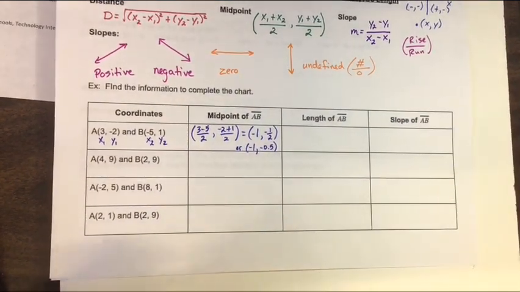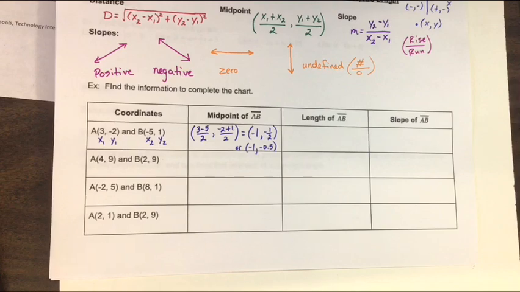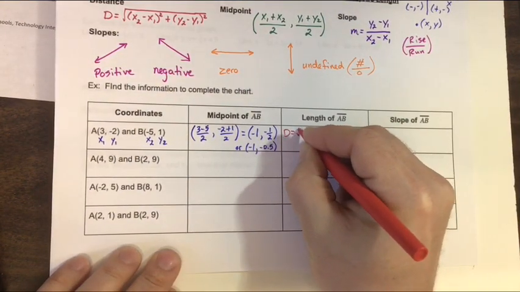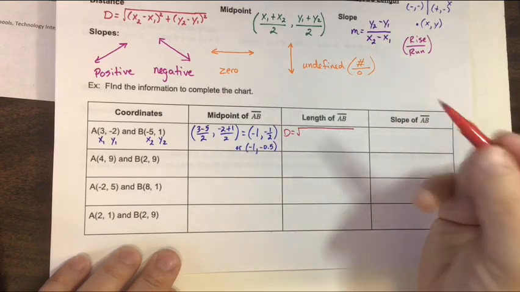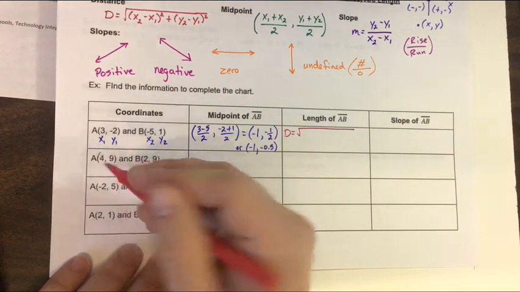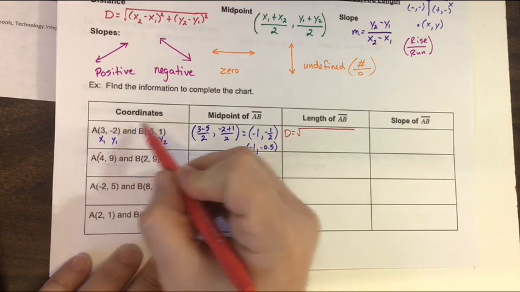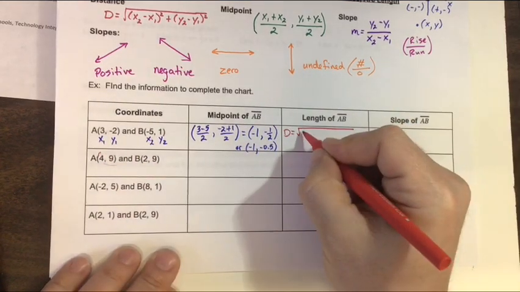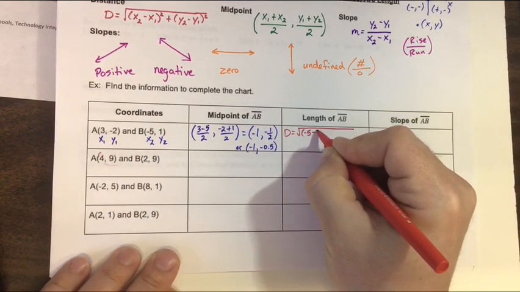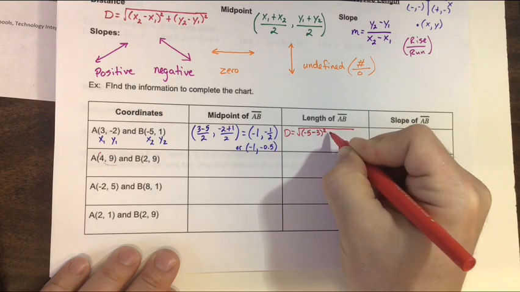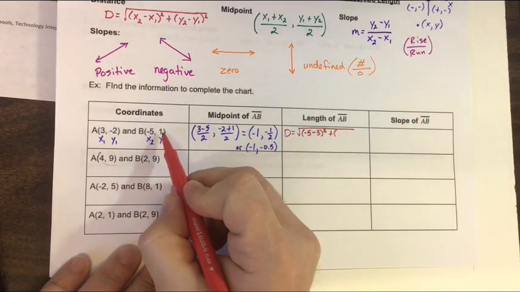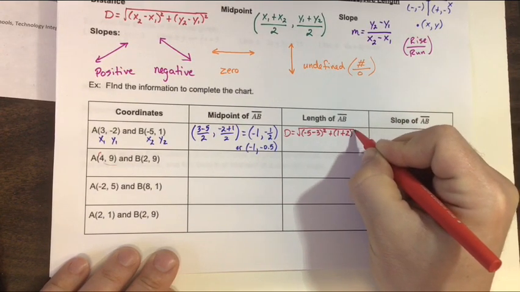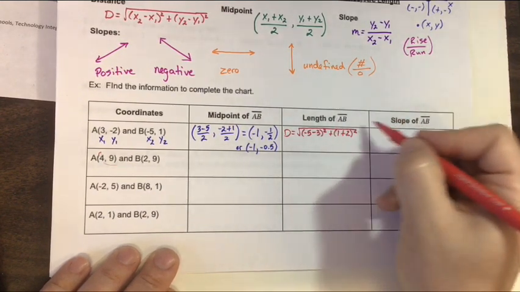Okay? For the length, to calculate the length, we're going to use our distance formula. We're going to subtract the x's. We're going to do 3 minus negative 5, or if you want to stick with x2 minus x1, you would actually start with negative 5 minus 3 squared, plus 1 minus negative 2, which we changed to 1 plus 2, so we don't have that double negative. And then we start to simplify this.